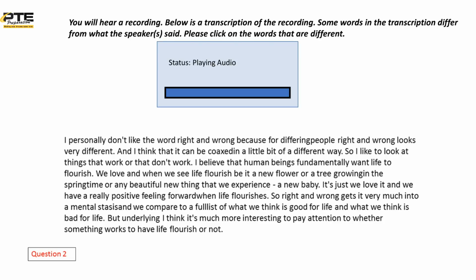We love, and when we see life flourish, be it a new flower or a tree sprouting in the springtime or any beautiful new thing that we experience, a new baby, it's just, we love it, and we have a really positive feeling towards when life flourishes. So right and wrong gets it very much into a mental status, and we compare to a whole list of what we think is good for life and what we think is bad for life. But underlying, I think it's much more interesting to pay attention to whether something works to have life flourish or not.